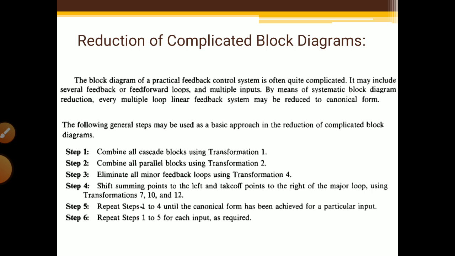Repeat steps 1 to 4 until the canonical form has been achieved for a particular input, and at the last, repeat steps 1 to 5 for each input as required. So these are the steps we have to follow. First of all series, then parallel, then feedback loops, and then we shift the take off points and summing points if required. For the formulas of transformation 1 to 12, whatever rules are there, you should watch my previous video, in which I have shown you all types of rules.